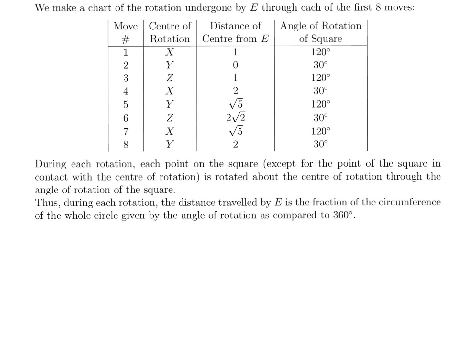So that means the distance traveled by E is the fraction of the circumference of the whole circle given by the angle of rotation as compared to 360. So the total length would be a fraction. Whatever angle you traveled by, you divide it by 360, and then you multiply by the circumference, which is given by the formula 2 pi r. And the angles are here, and this has been calculated by looking at how the rotation took place.